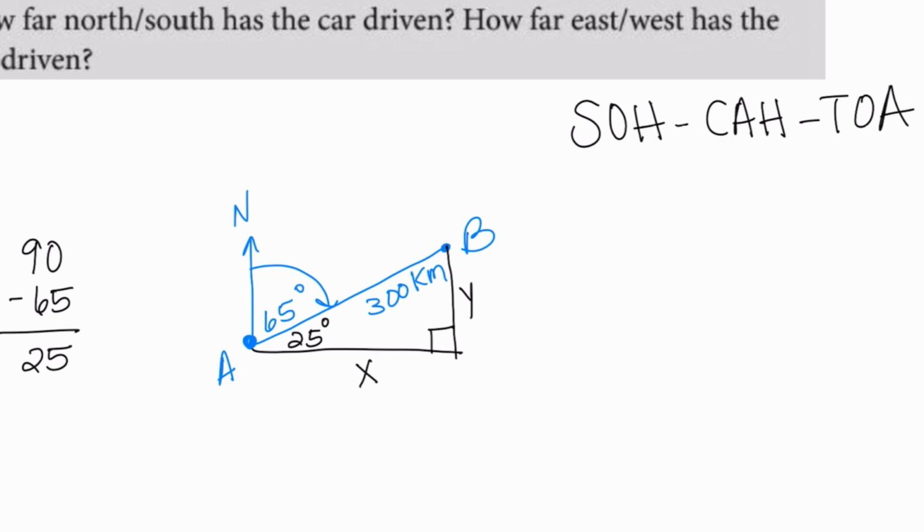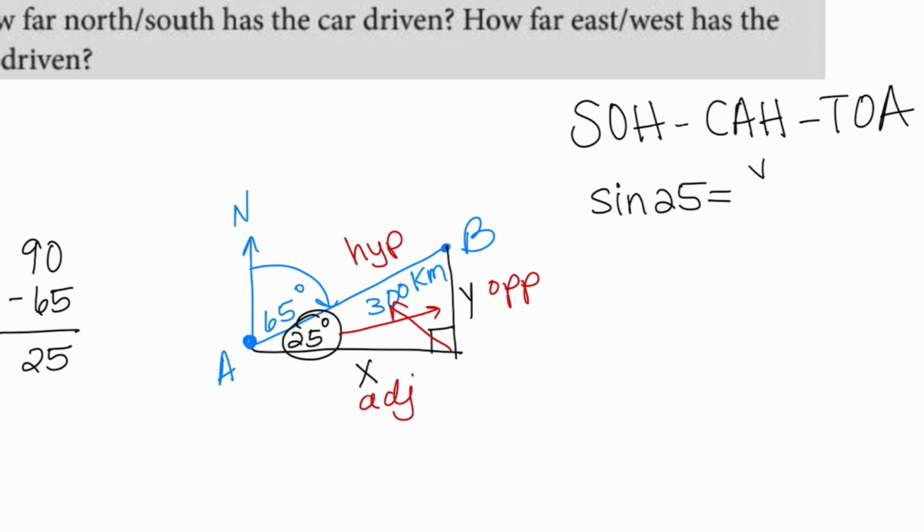I'm going to label my triangle by looking at the angle inside of the triangle. Right across from it is going to be the opposite side. Opposite of 90 is the hypotenuse, leaving x to be the adjacent side. I'm going to set up the problem. The sine of 25 is equal to opposite over hypotenuse. Multiply by 300 to both sides.